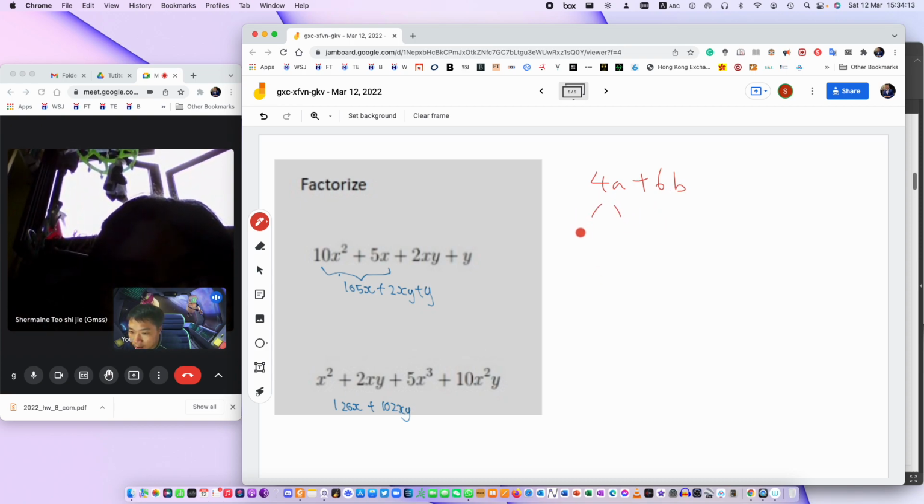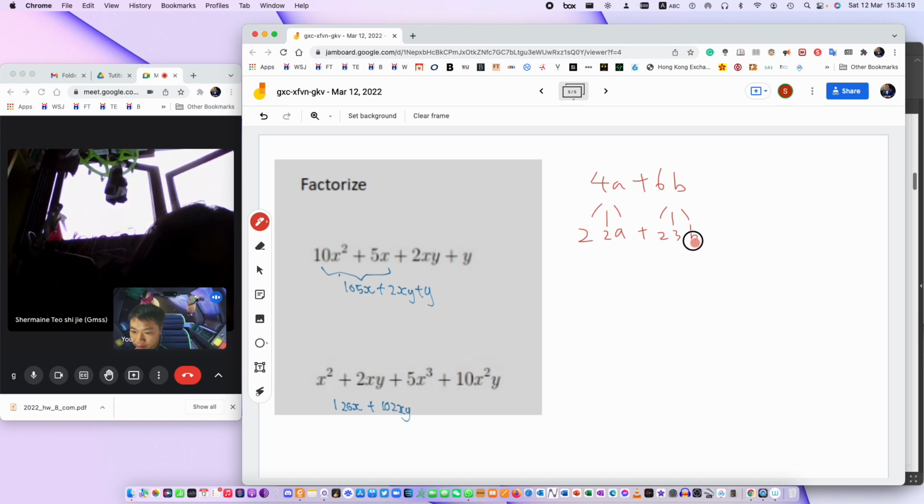You do like 2a, right? Then plus 3b, right? Then after that you just circle the common factor. Then you take out the common factor, then cross it out. Then 2a plus 3b left, right? That's what you do, right? Okay, good. Very good. So what if now I have another question.